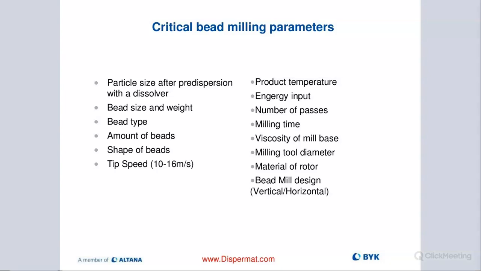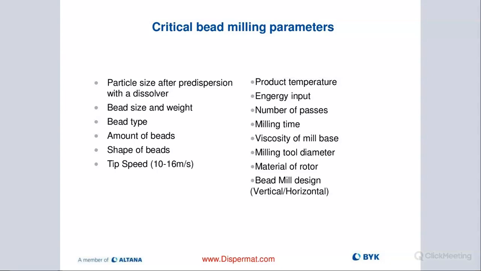And then again, I always mention it numerous times because it's so important. The tip speed when we're milling should be between 10 to 16 meters per second. We didn't come up with that number. That's kind of an industry standard used by almost anybody that's doing milling, based on experience and performance. So this is really the optimum milling tip speed window that we recommend.